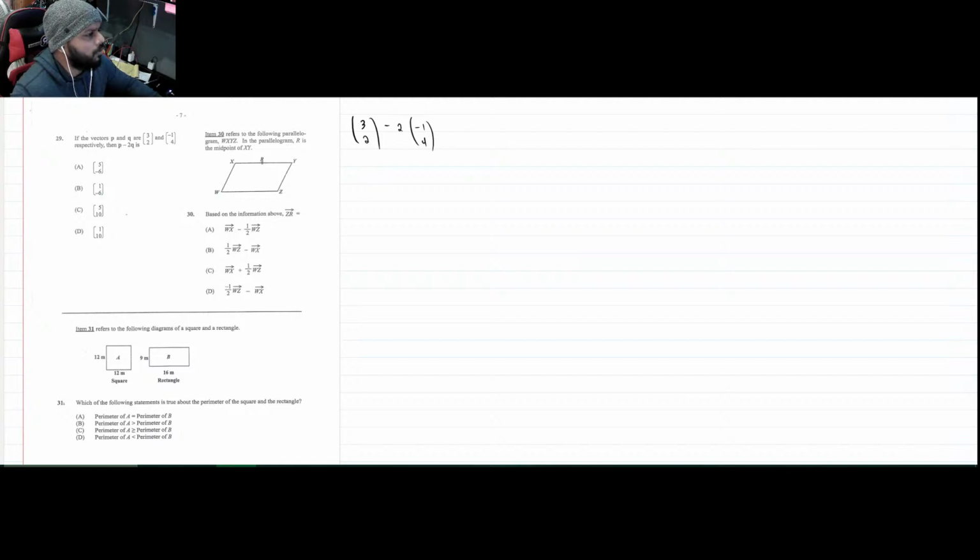So this will be 3 take away 2 into minus 1, and 2 take away 2 into 4. This is 3 plus 2 is 5. 2 take away 8 is, yeah, minus 6. Oh, the first one had the minus 6. Cool.